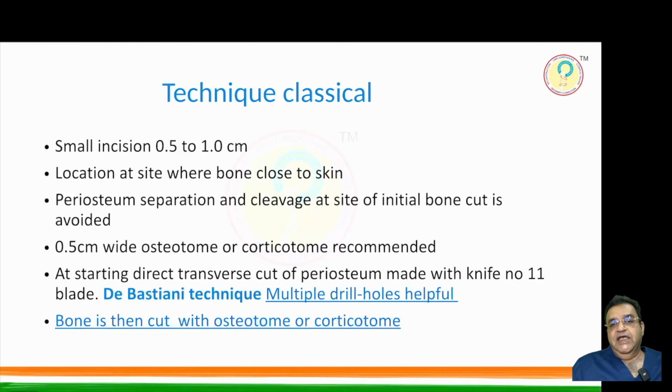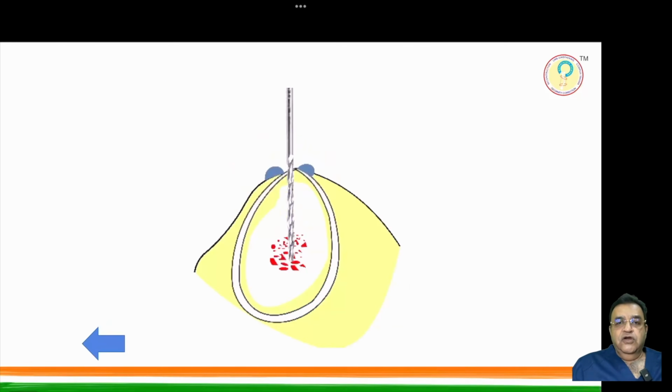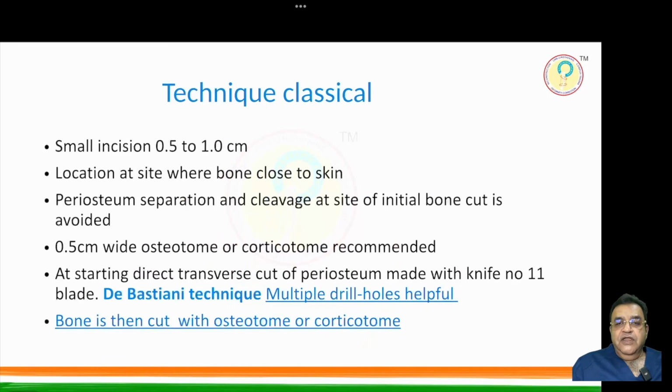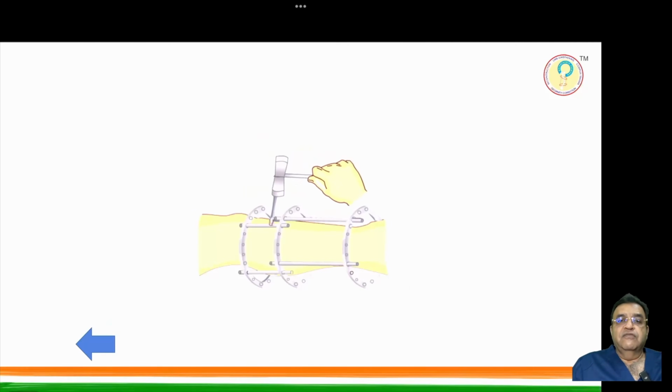Now the De Bastiani technique of multiple drill holes is useful, so I'll show you the animation for that. You take a drill and make at least 3 drill holes: one at the posterolateral side, one at the posterior middle side, and one at the posteromedial side. Once you make these drill holes, it is very helpful for the corticotomy to be clean so it does not shatter. Now bone is cut with an osteotome and corticotome. It is a very patient operation, so gentle tapping with a corticotome or osteotome is done so that your corticotomy does not shatter.